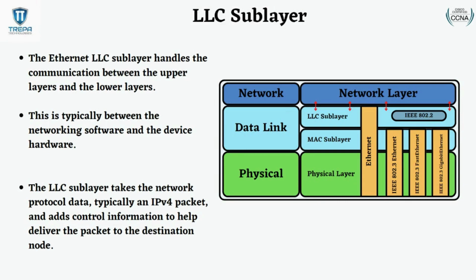So the Ethernet LLC sublayer is going to handle the communication between the upper layers, and we're talking OSI model, and the lower layers. So this is between the networking software and the device hardware. The LLC sublayer takes the network protocol data, which is again like an IPv4 packet, and it's going to add control information to help deliver the packet to the destination, meaning it's how we encapsulate that IPv4 packet into our frame, right? So the LLC layer is used to communicate with the upper layers of the application and transition the packet to lower layers for delivery.